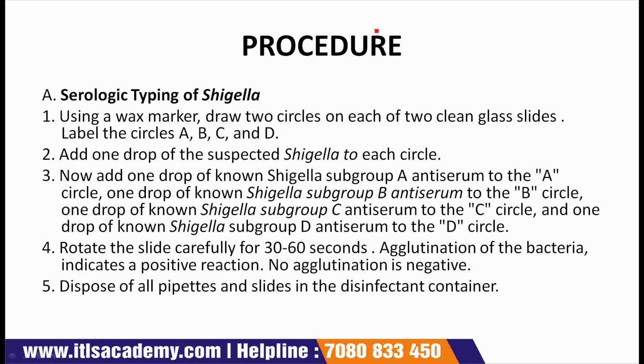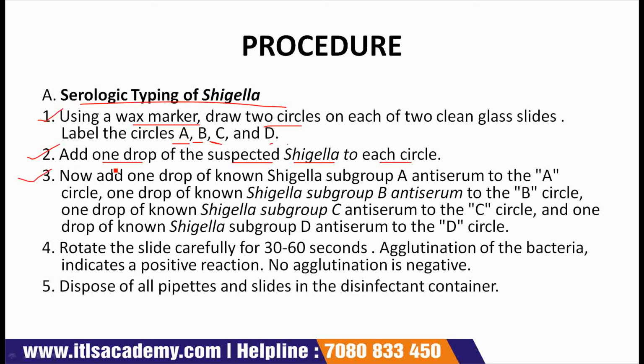Okay, let's come to the procedure. First of all, we will see serologic typing of Shigella. First point is using a wax marker, draw 2 circles on each of 2 clean glass slides. Label the circles A, B, C, D. Next point, add 1 drop of the suspected Shigella to each circle.